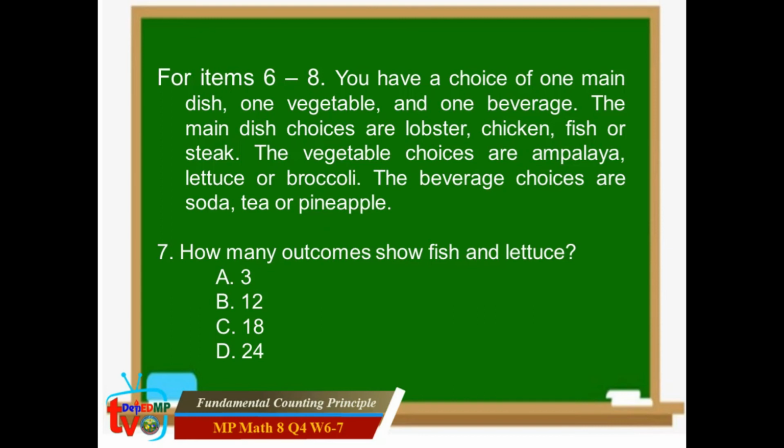7. How many outcomes show fish and lettuce? A. 3. B. 12. C. 18. D. 24. 8. How many outcomes show fish or steak? A. 12. B. 18. C. 24. D. 36.